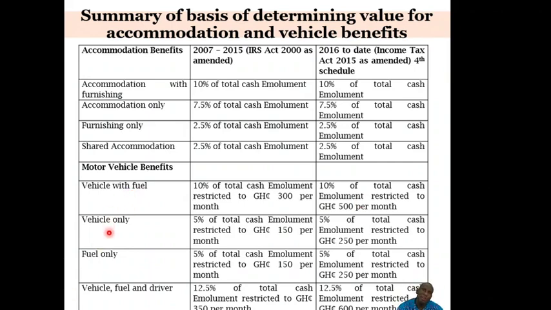If the employee is given only a vehicle without any fuel, then that one will be half of this one. So 5% of the total cash emolument, and the restricted figure is 250 per month. Please learn it per month, because if the base is 6 months, they say 250 times 6. You understand? Fuel only. In some organizations, the employee has the vehicle, but it's the employer that fuels it. Also 5% of the total cash emolument, restricted to 250 per month.